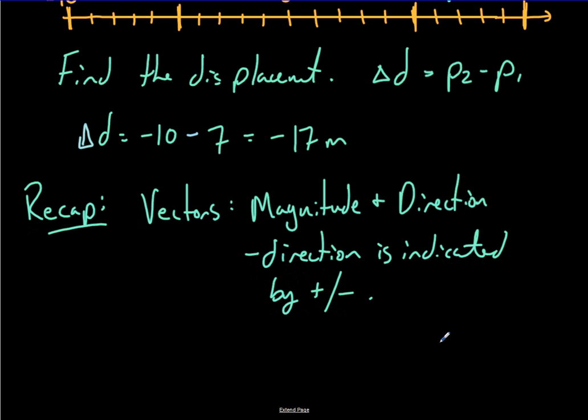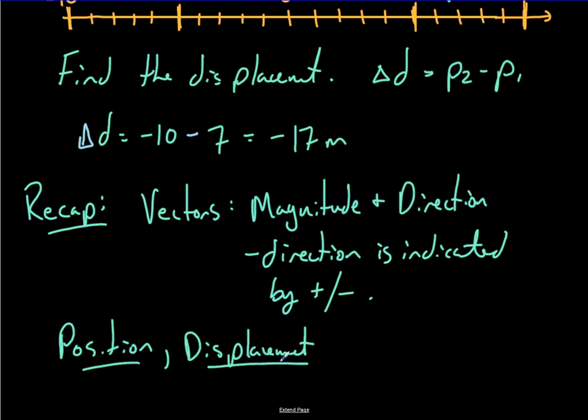Direction is indicated by plus and minus, and the two vectors that we've experimented with are position, which is where on the number line the object is with respect to the origin, and displacement, which is essentially how much position has changed. So the change in position is called displacement.